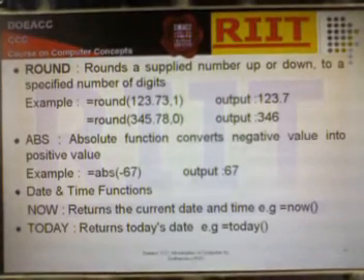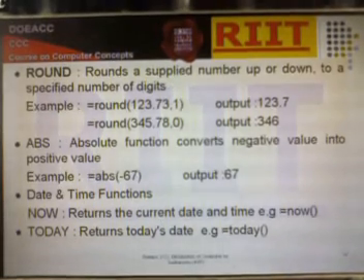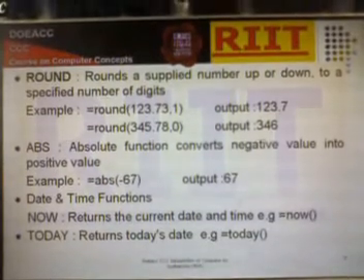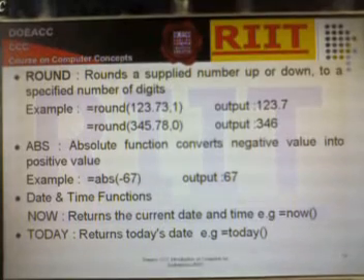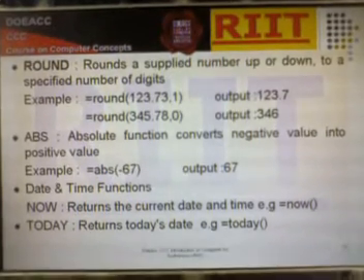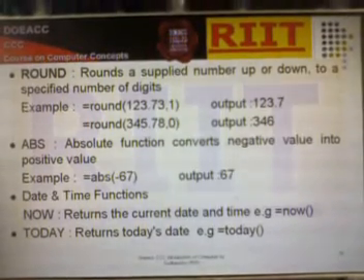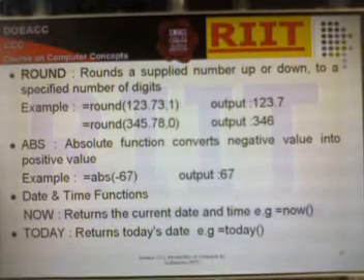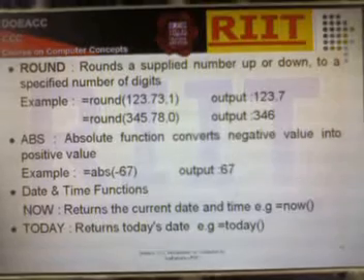And 345.78, the output is 346. ABS, absolute function, converts a negative value into a positive value, like -67, the output is 67. Date and time functions: NOW returns the current date and time, example NOW function, and TODAY returns today's date, example TODAY function.